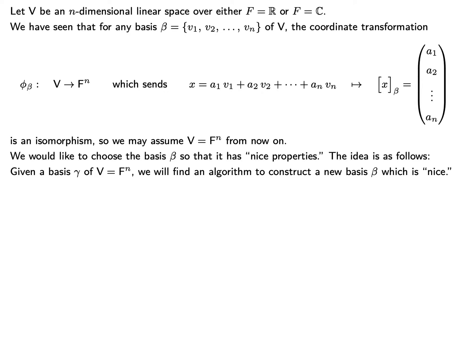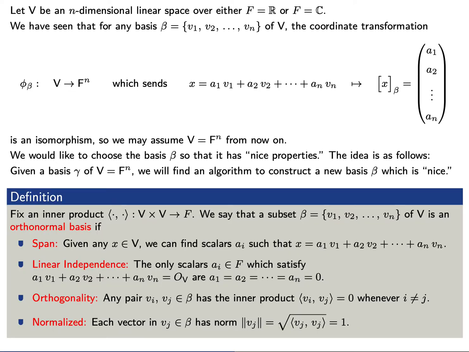The idea is that we'd like to choose a basis beta that has, quote, nice properties, unquote. Given a basis gamma of V, we're going to construct an algorithm that'll give us a new basis beta, which is nice. By nice, we mean a basis beta that satisfies the following properties. Let's fix an inner product on V. We'll say that our subset beta is an orthonormal basis if the following properties hold.